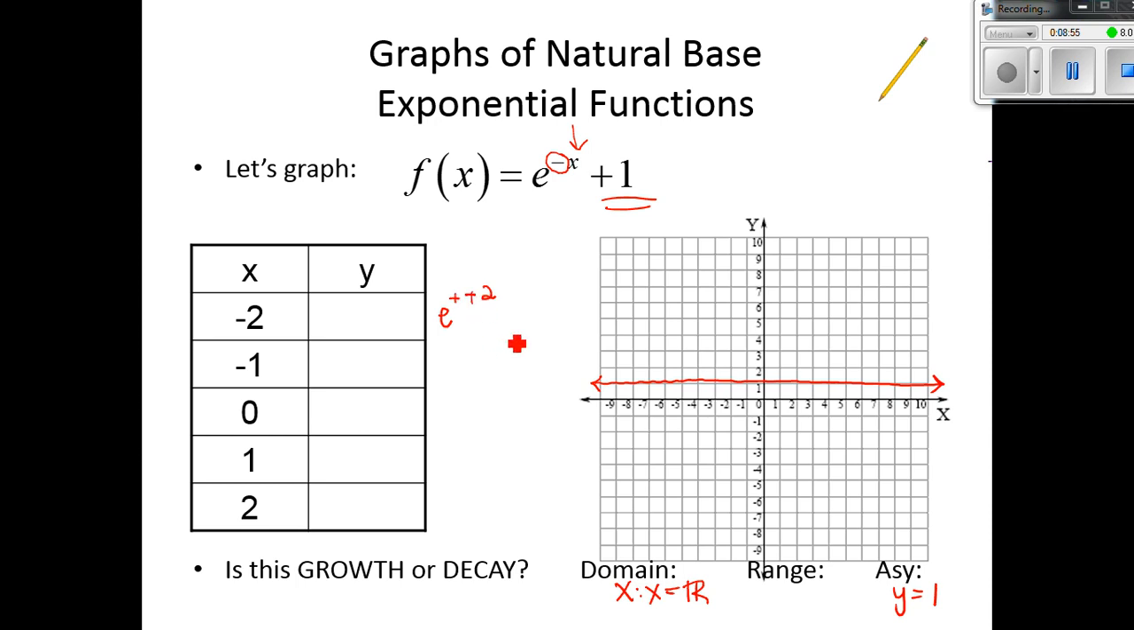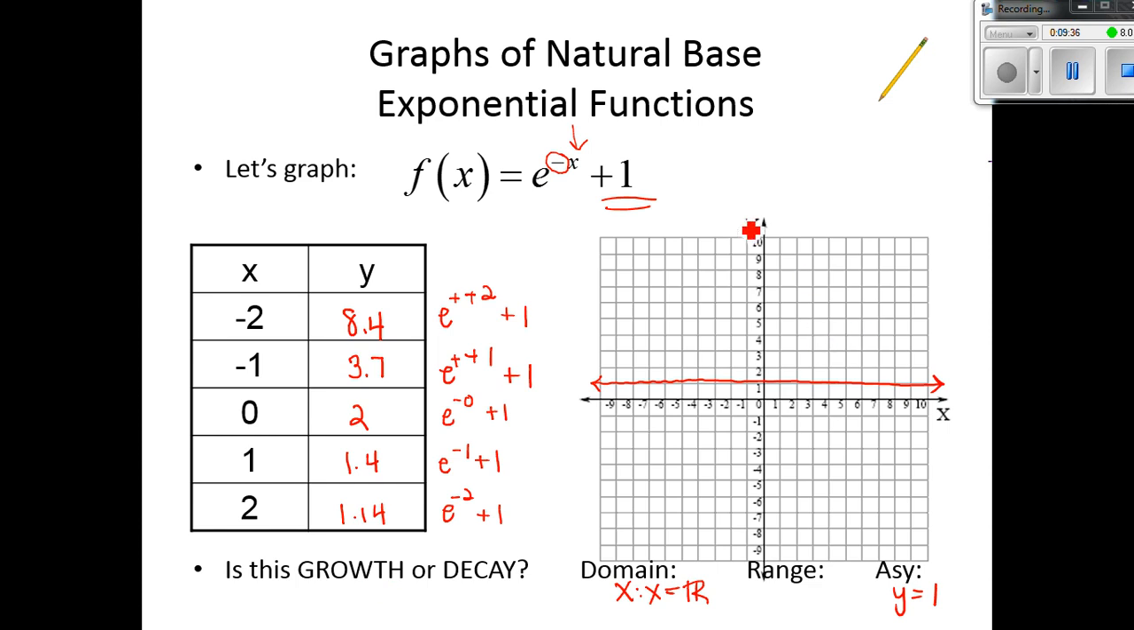Well, that's e to the +2 plus 1. That's going to give me 8.4. If I do e to the -1, that's e to the +1 plus 1. That would give me 3.7. Then if I do e to the -0, that's just like e to the 0. That's 1 plus 1, which will be 2. If I do e to the 1 plus 1, that's going to give me 1.4. And e to the -2 plus 1 is going to give me 1.14.